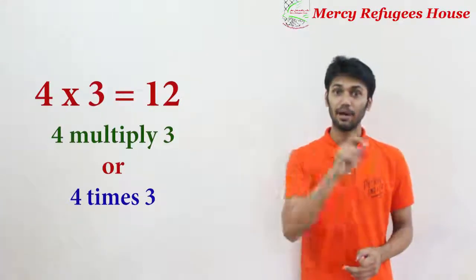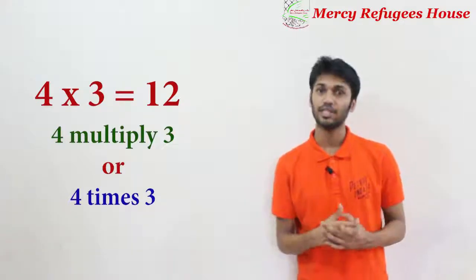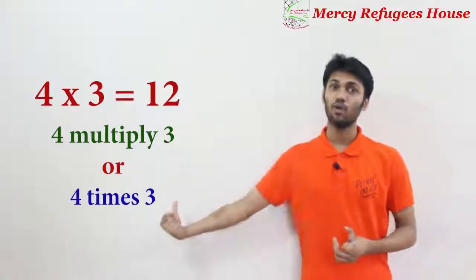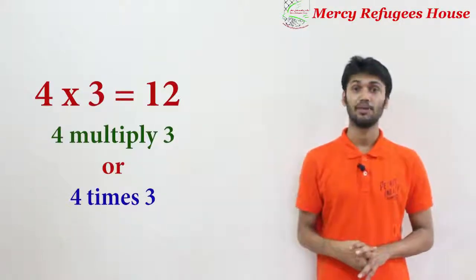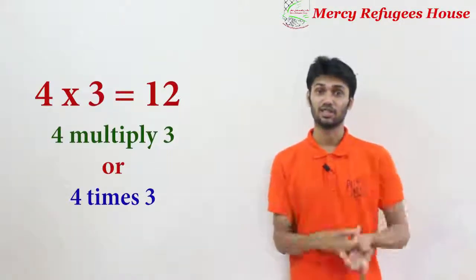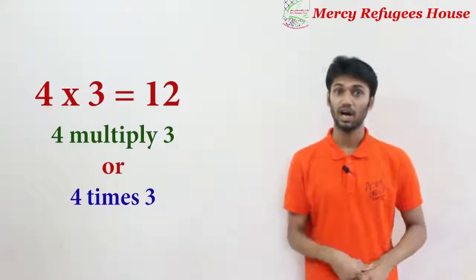Now this multiplication could be considered in terms of multiply or times. We could say multiply or times. If we say 4 times 3 or 4 multiplied by 3, they are the same thing. Make sure the students learn this term. One is multiply and the other is times.